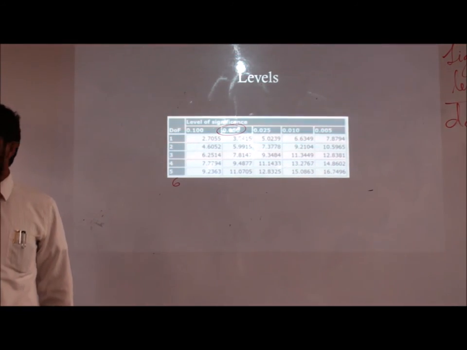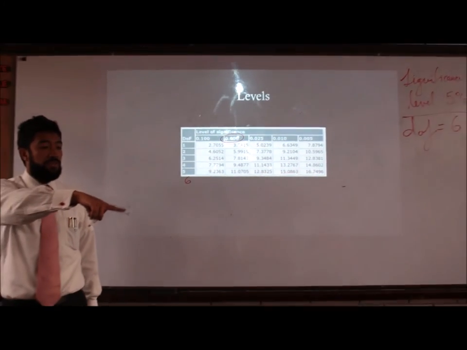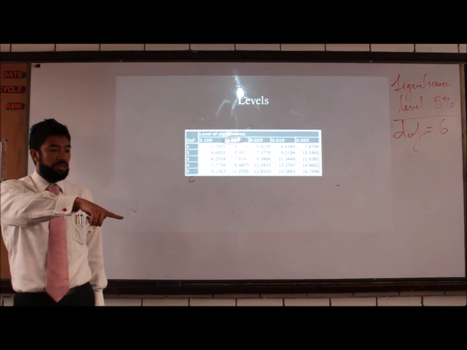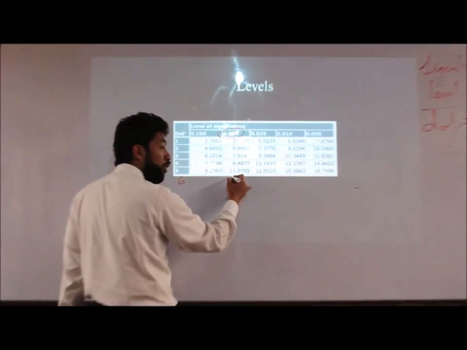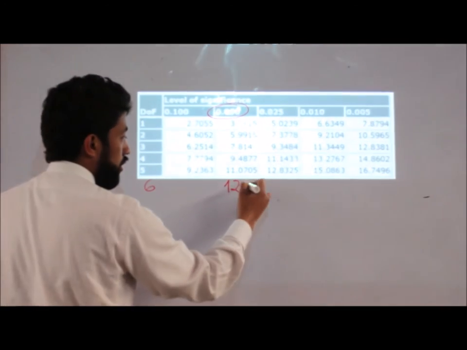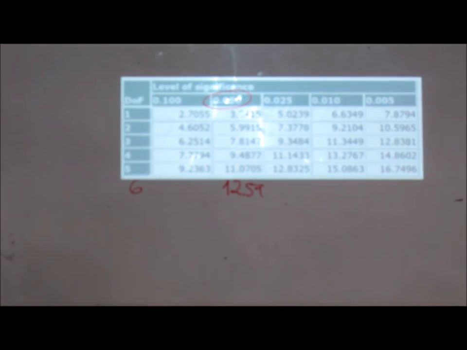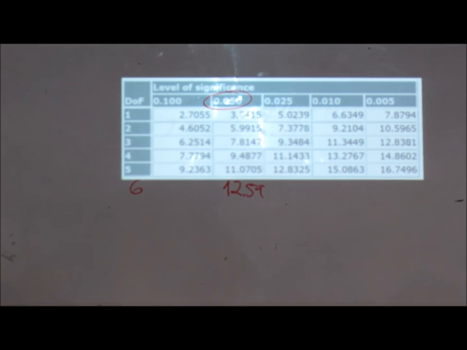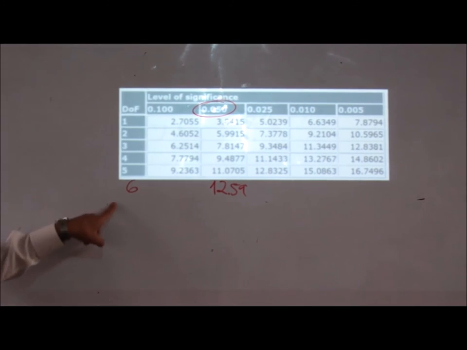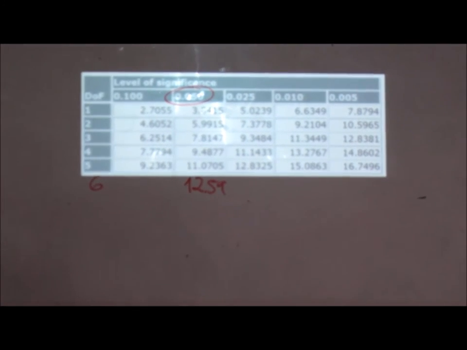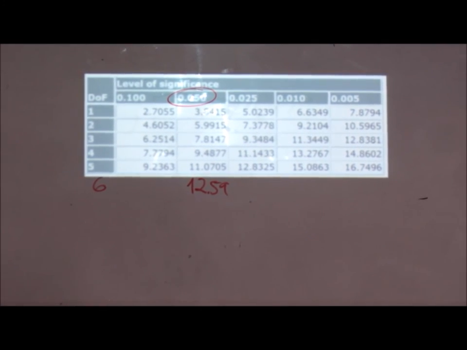In fact, in the book, in the problem, you find the critical value. That is 12.59. So in your data booklet and in exams, you are going to find a large table of levels of significance and critical values. And you use that table to compare.